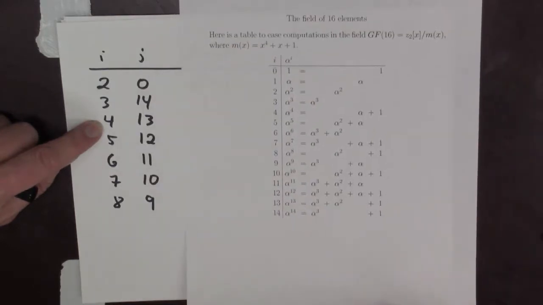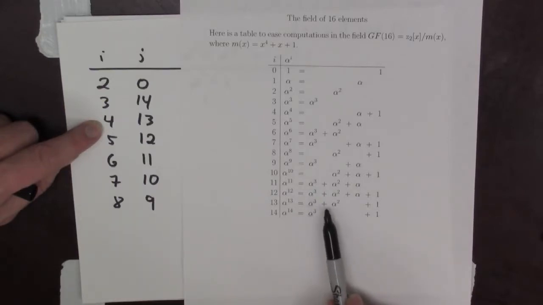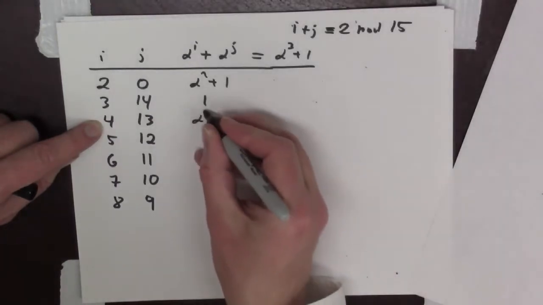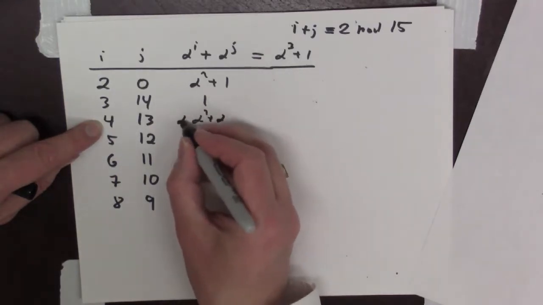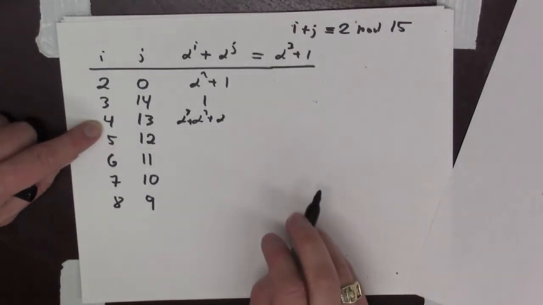Then I have alpha 13 plus alpha to the 4, and you can start doing this by looking at it: I get alpha cubed, I get alpha squared, then I get alpha, so I get alpha cubed plus alpha squared plus alpha. No, that's not alpha cubed plus 1.